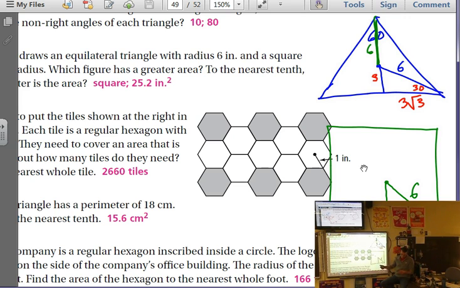I get 4.24. And then, that's just half my edge length. So if I know the area is length times width, 8.48 is my whole edge length, and I just multiply those together.